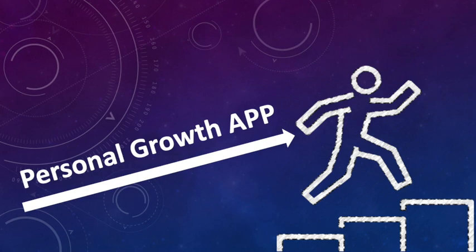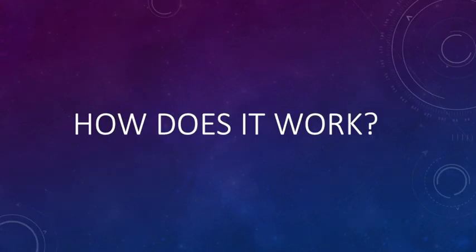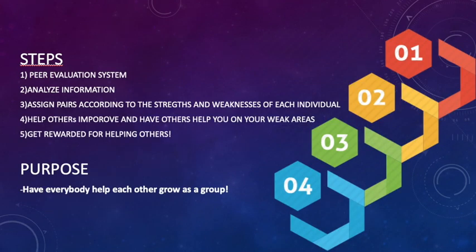So my presentation will be about a personal growth app. So how does this app work? This app works in 5 steps. First step would be the peer evaluation system, which I will be explaining later on.